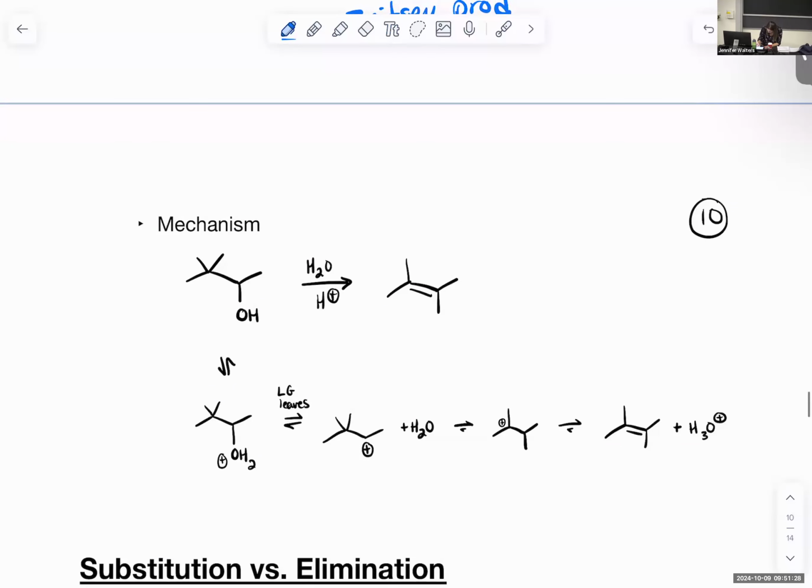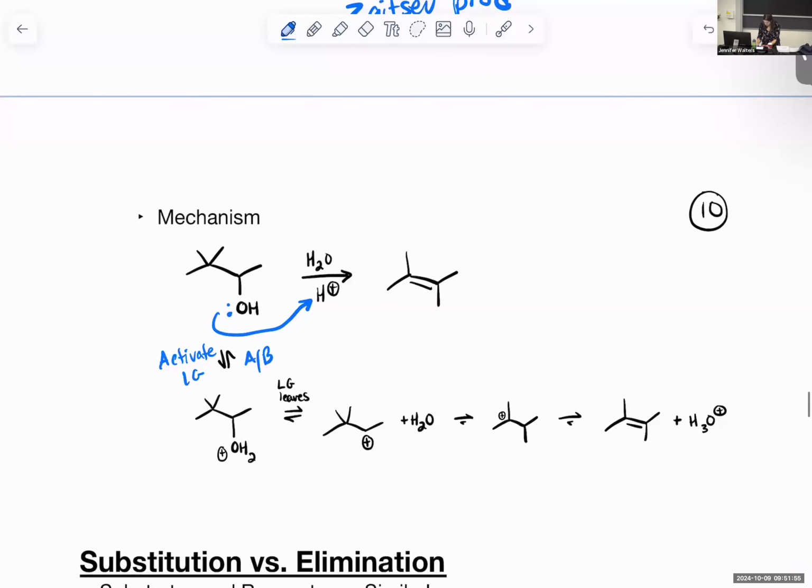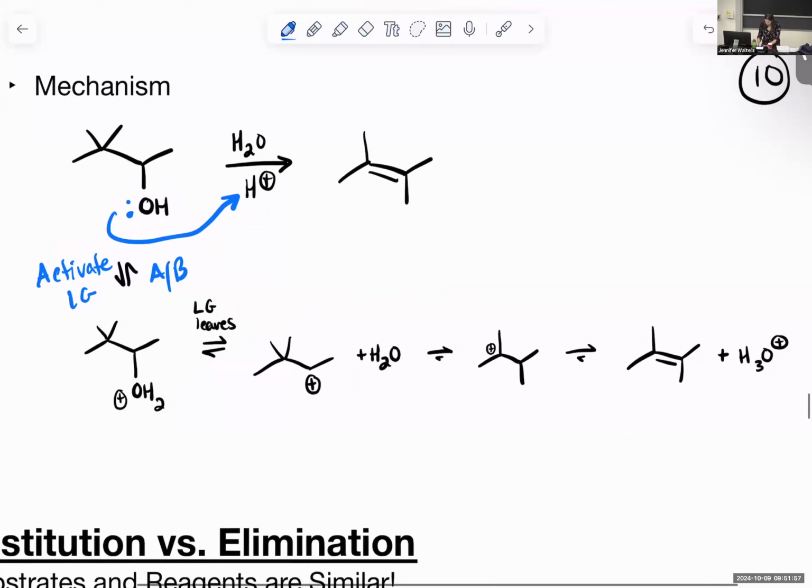So first thing, I'm given a strong acid. I'm going to protonate my alcohol, protonate my leaving group, activate the leaving group. Because it's a Bronsted acid-base step, I must use equilibrium arrows. For the rest of it, I don't care if you use equilibrium or forward arrows, but for the acid-base step you must use equilibrium arrows. Then we start our E1. Now I have a really good leaving group, so the leaving group leaves. I get that carbocation.